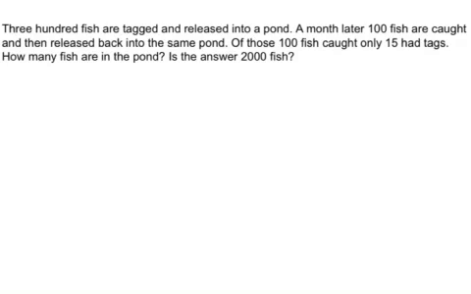Let's see another problem here. 300 fish are tagged and released into a pond. A month later, 100 fish are caught and then released back into the same pond. Of those 100 fish caught, only 15 had tags. How many fish are in the pond? Is the answer 2000 fish? Let us see.